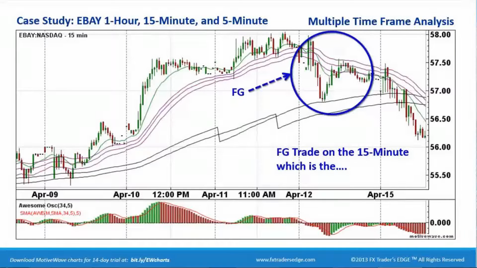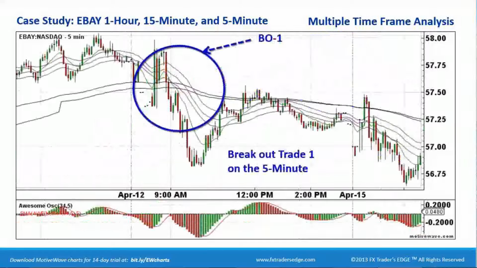Check, check, and check. What is the conservative entry point? Enter the trade as it heads back through the wave when the candles are exiting the filter. Look for a reversal candlestick pattern. Let's notice the PW trade on the hourly chart, which is the fill the gap trade on the 15-minute chart, which is the breakout trade 1 on the 5-minute chart.